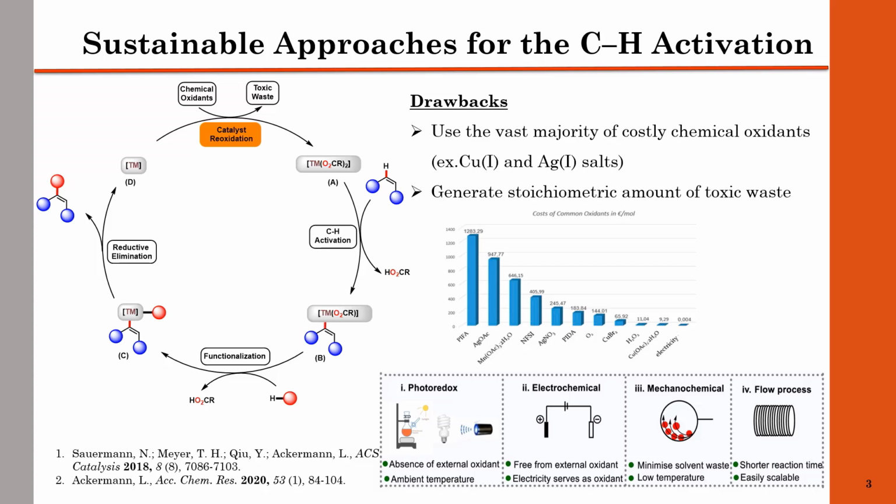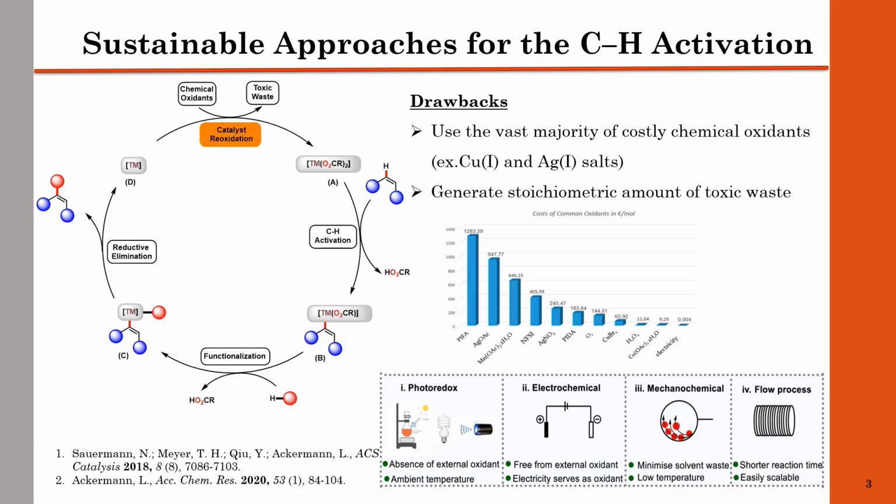oxidative C-H functionalization. Here is the general mechanism for oxidative C-H functionalization. You can see in the first step, this is the starting point. Substrates come in, and then this C-H bond can be broken with the transition metal catalyst. Now we have a new bond between the transition metal and our substrate.